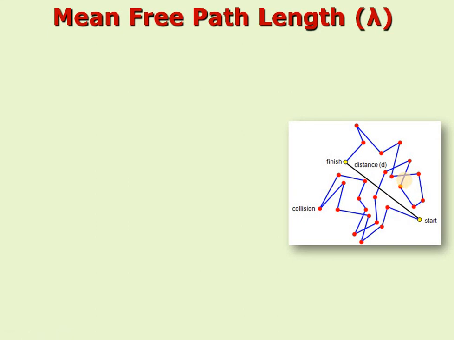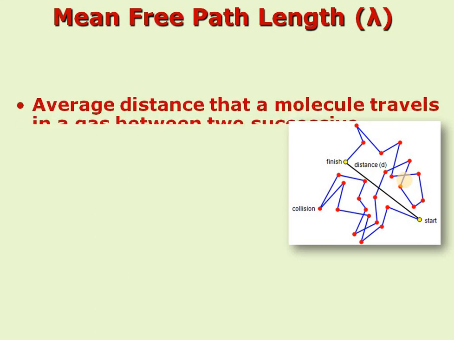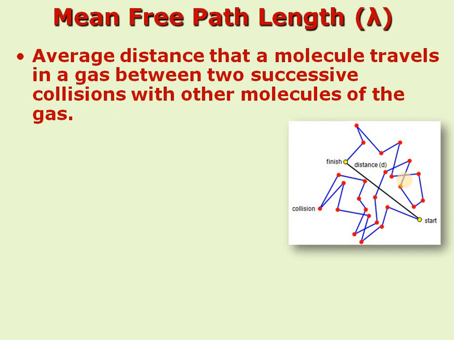So we take a finite number of collisions, add all the distances, and divide by the number of collisions. That will give a value. It is called the mean free path length. You can define it as the average distance that a molecule travels in a gas between two successive collisions with other molecules of the gas. I hope the idea is clear. You have to find the average distance: you add all the path lengths and divide by the total number of collisions, and you will get the mean free path length.